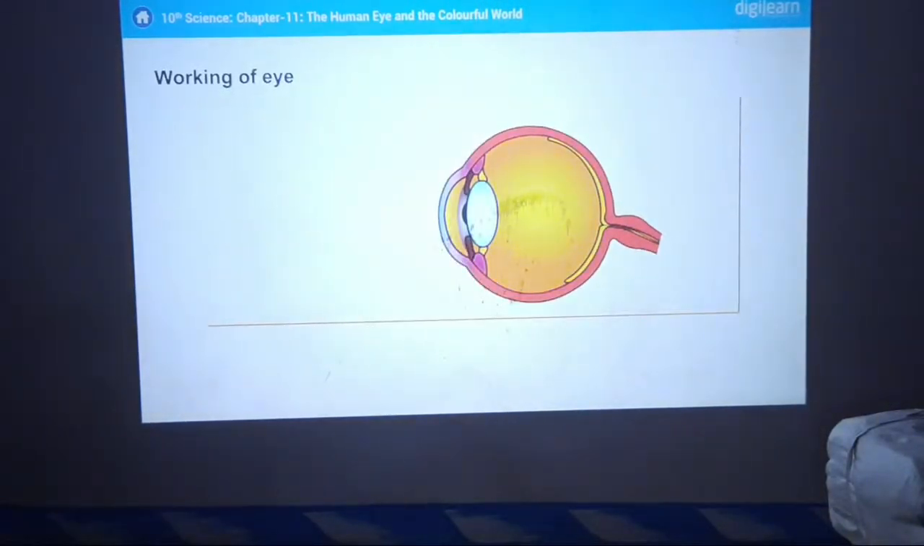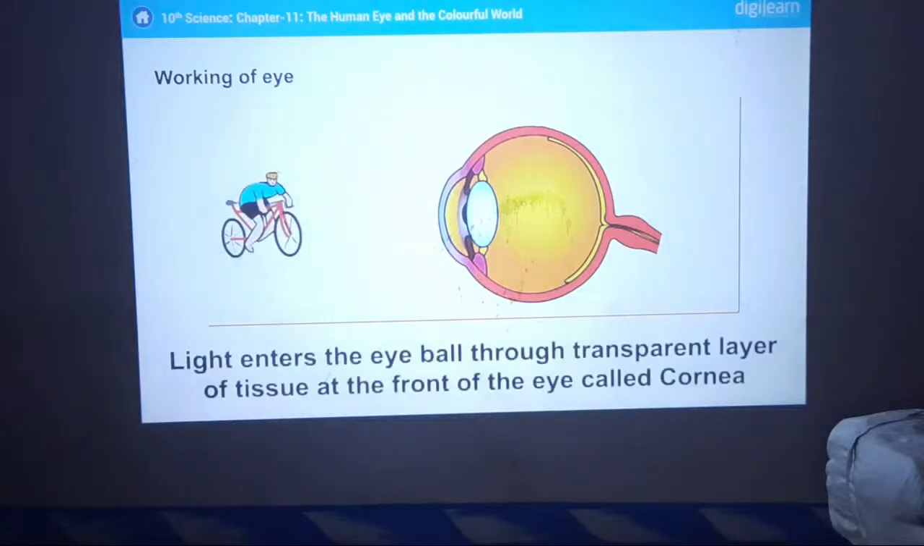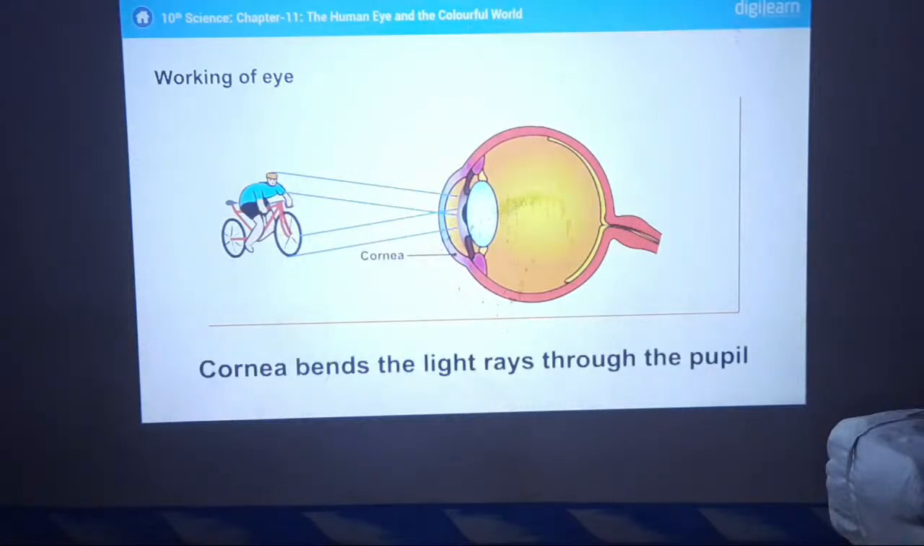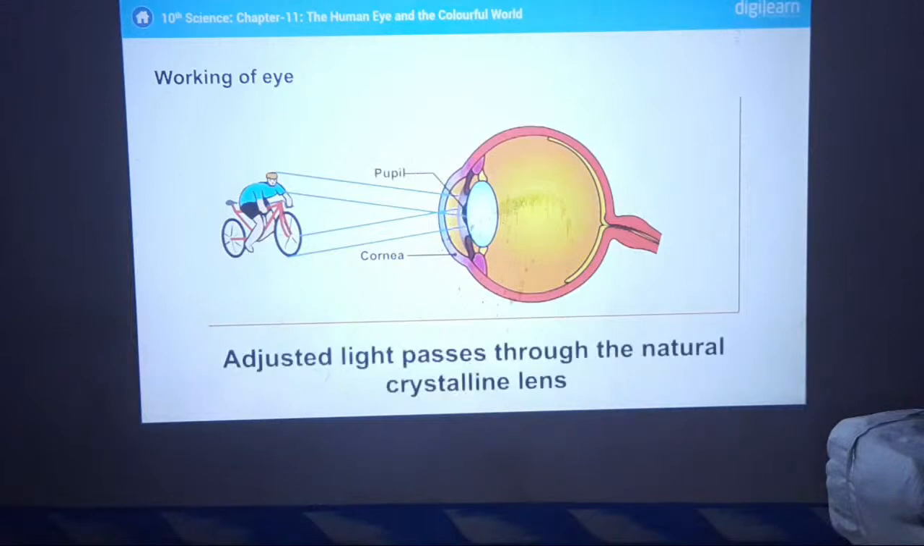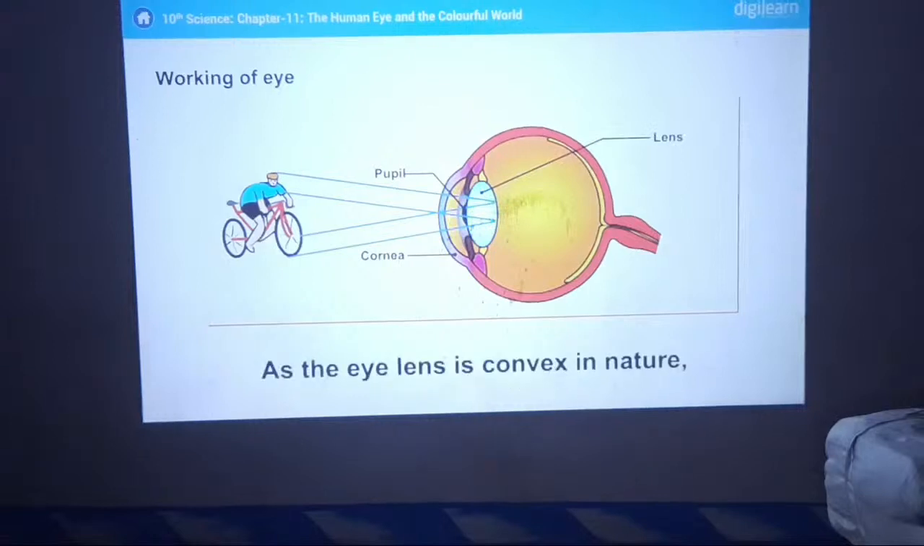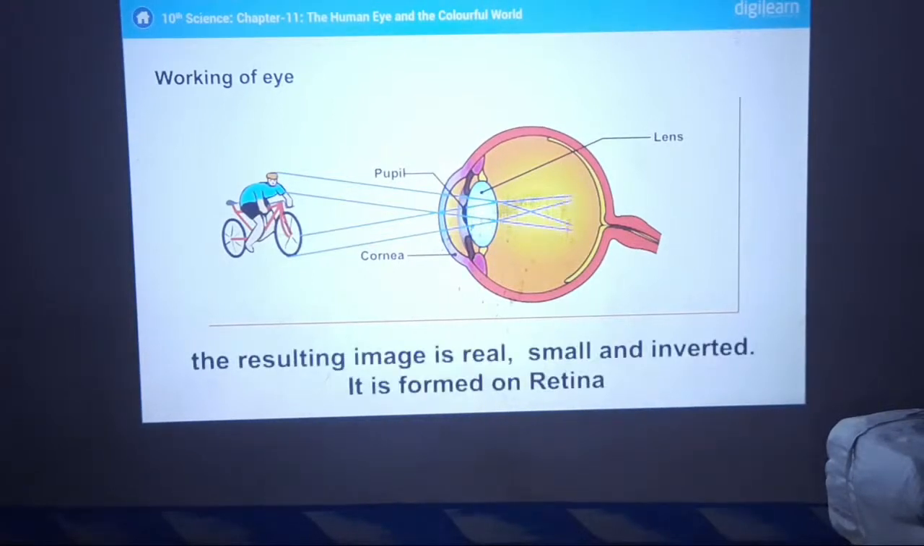Working of eye. Basic operation is similar to a camera. Light enters the eyeball through a transparent layer of tissue at the front of the eye called cornea. Cornea bends the light rays through the pupil. Adjusted light passes through the natural crystalline lens. As the eye lens is convex in nature, the resulting image is real, small, and inverted. It is formed on retina.